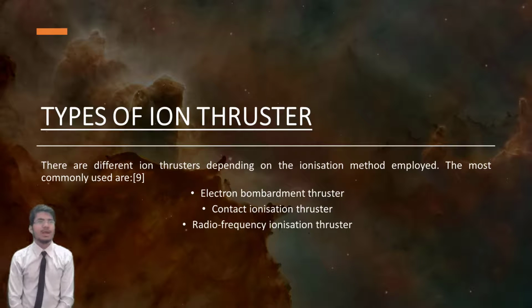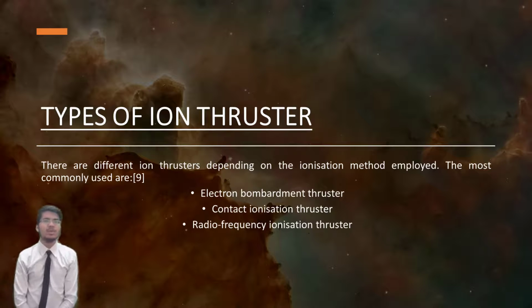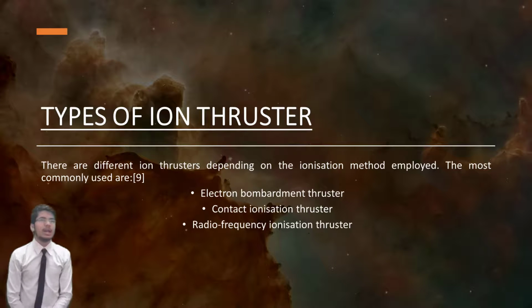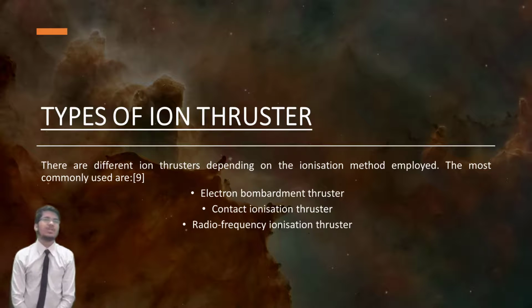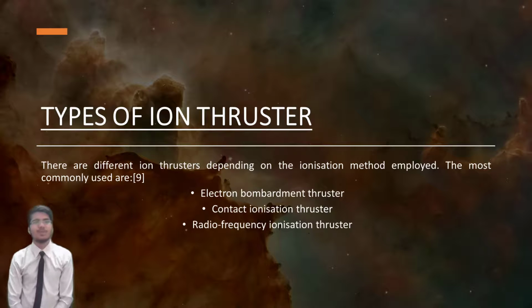Types of ion thruster. There are different ion thrusters depending on the ionization method employed. The most commonly used are electron bombardment thruster, contact ionization thruster, radio frequency ionization thruster, and many more.